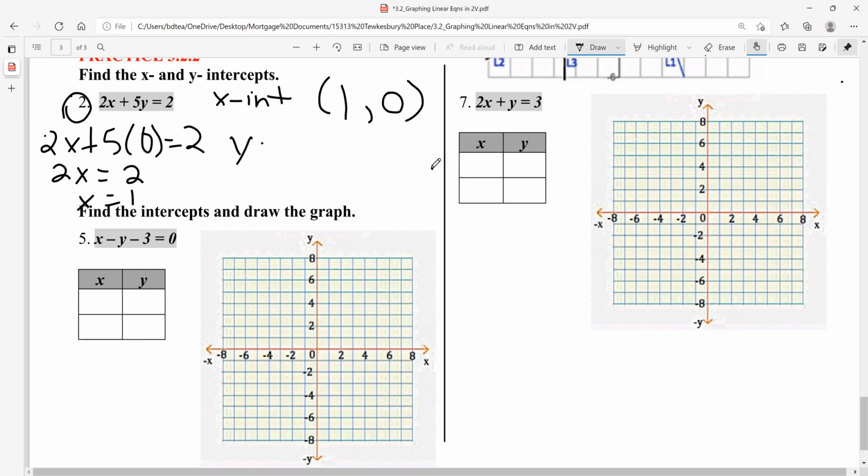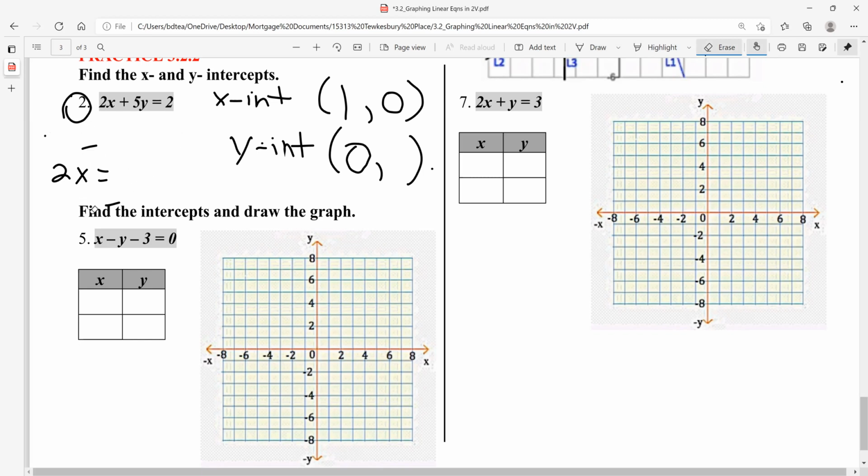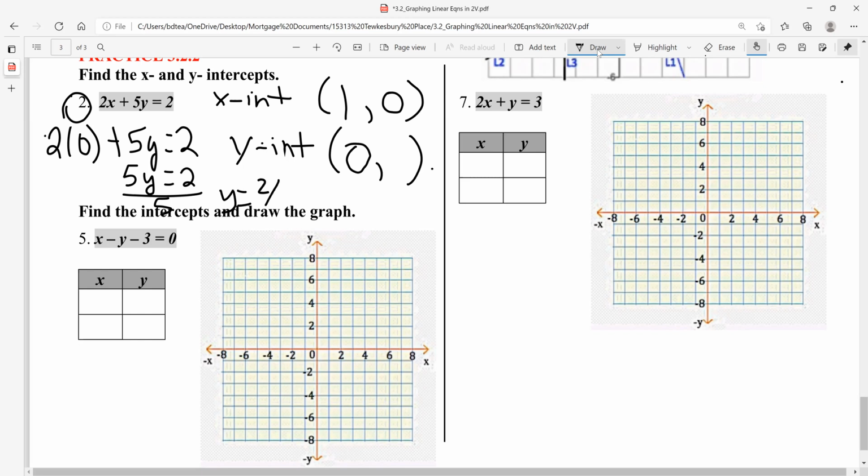If we look at the y-intercept, we know that the y-intercept is always where x equals 0. So we can almost do this in our head, but I will erase this and just show the math of it here. So the y-intercept is where x equals 0, so when x is 0, we have 2 times 0 plus 5y equals 2. Again, x is 0 here, so we have 5y equals 2. And then dividing both sides by 5, y equals 2/5.